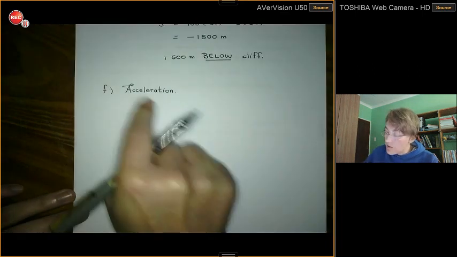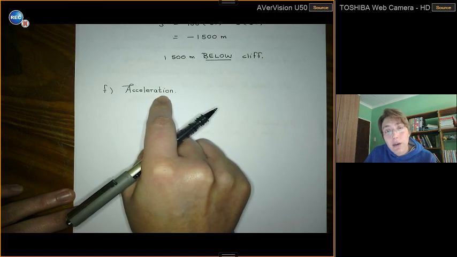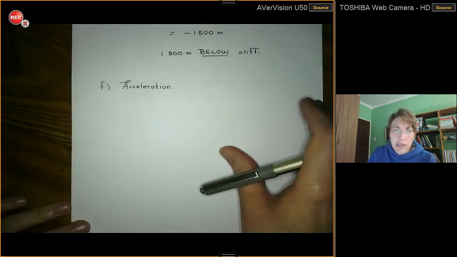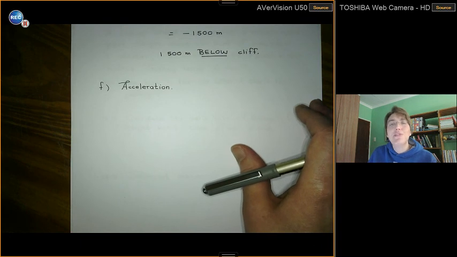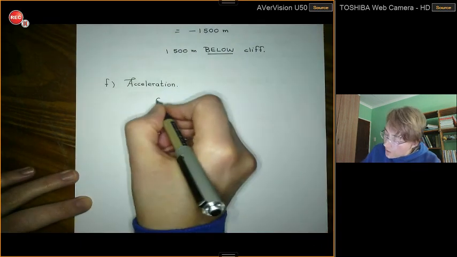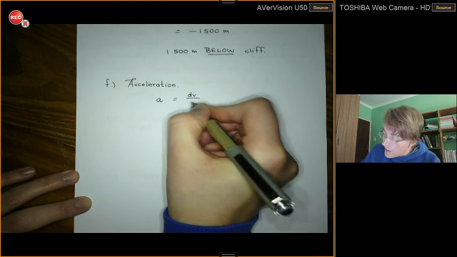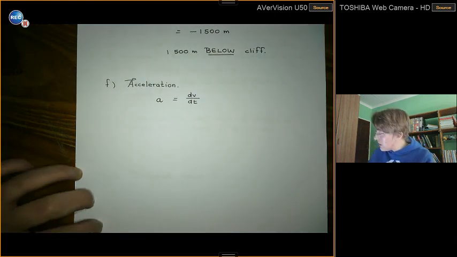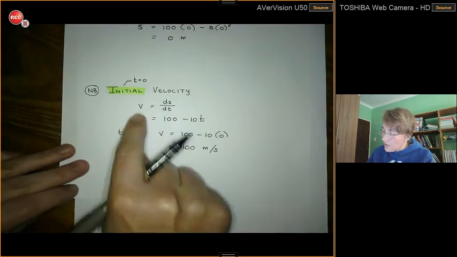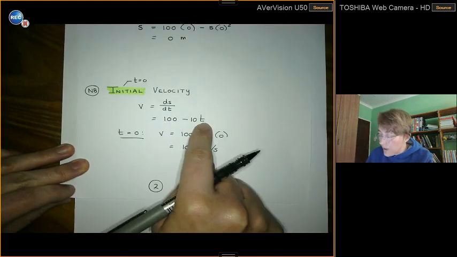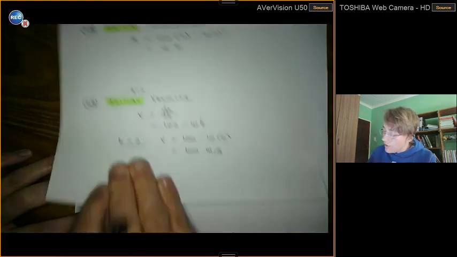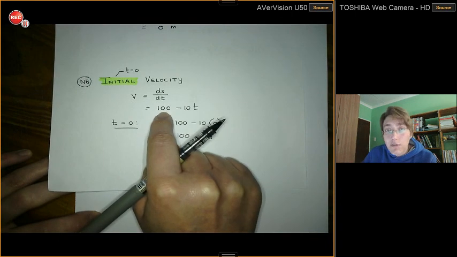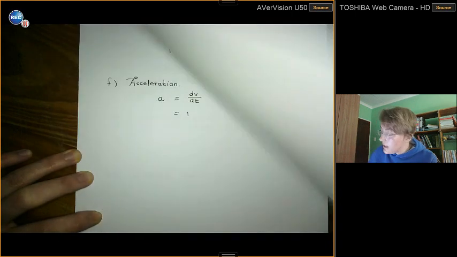Now the next question then asks for acceleration, and we did speak about this right at the beginning, where I said to you guys, if I want to find velocity from displacement time, I find the first derivative. If I want to find acceleration from displacement time, I have to find the second derivative or the first derivative of velocity time. So in this case, acceleration is going to be dv over dt. And remember, I wrote that one down over here where I said the velocity is 100 minus 10t. So the acceleration is then going to be equal to, be careful, you'll notice there 100 is a constant, so the derivative of 100 is 0, but the derivative of minus 10t is minus 10.